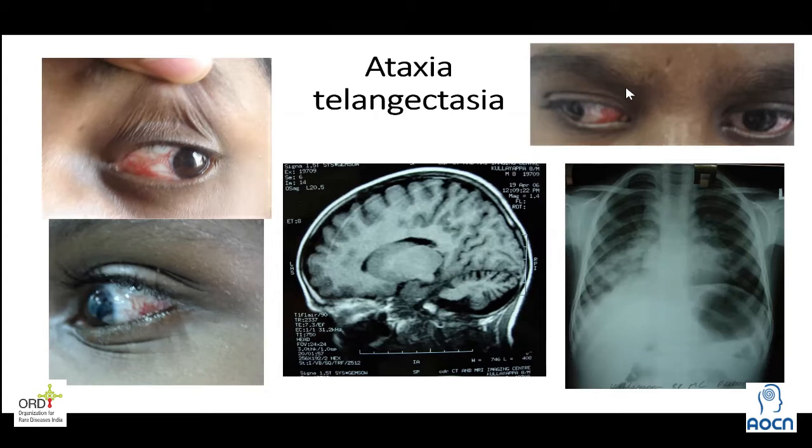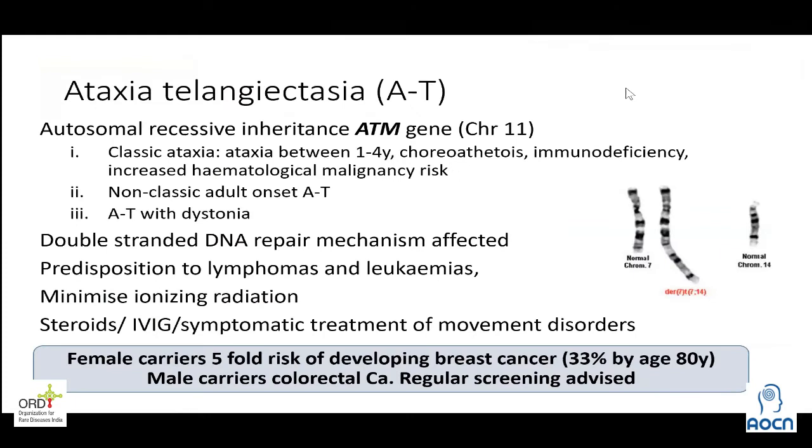And this is easy enough to see, but sometimes you think that the eye manifestations may be something more acute, and unless you're asking specifically, you might overlook these easy manifestations. So what do we know about ATM, the gene that causes ataxia telangiectasia? There are several manifestations that it can present as. The majority present as classic ataxia between 1 and 4 years of age, and they have progressive movement disorders in the form of choreoathetosis. They also have an associated immunodeficiency, and there's a heightened risk of hematological malignancies. The non-classic ones are the ones which are adult onset or those with dystonia as the primary symptom.